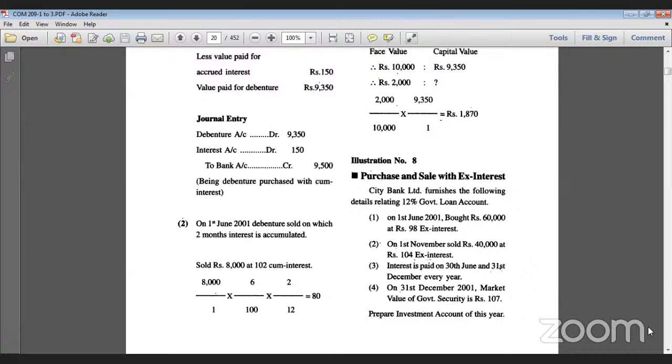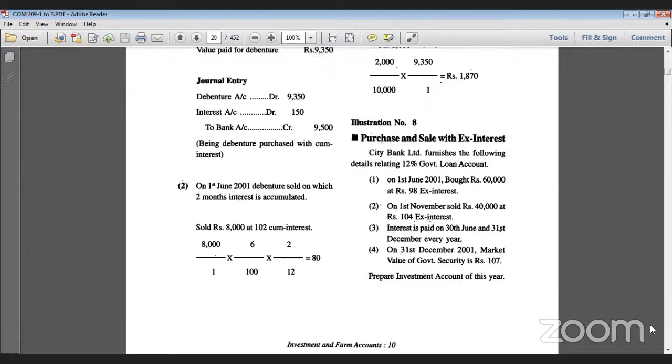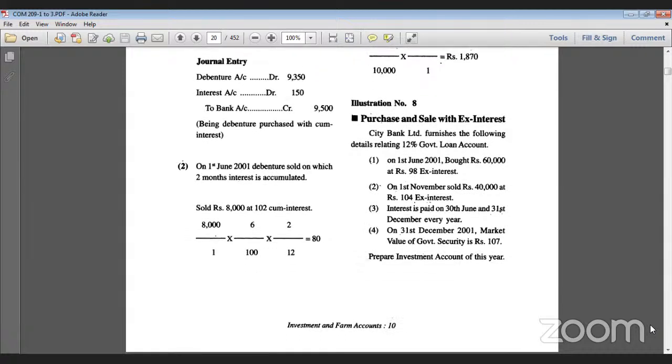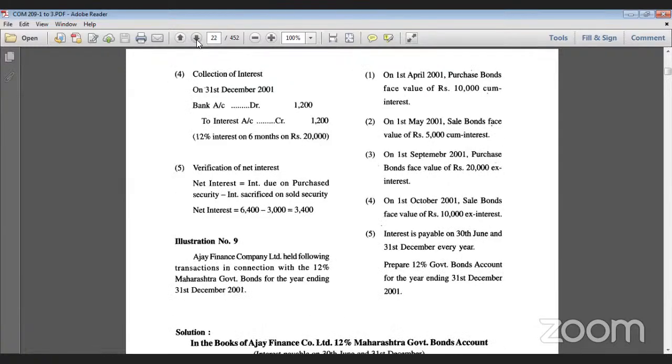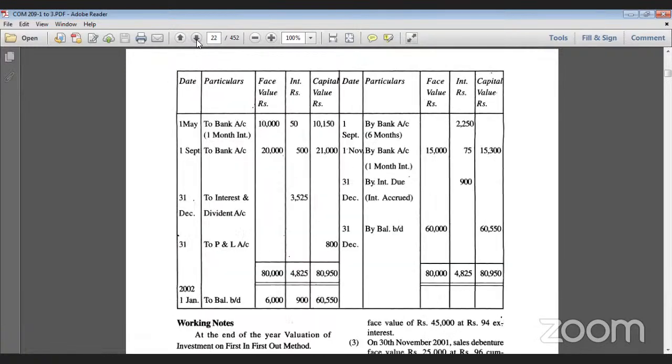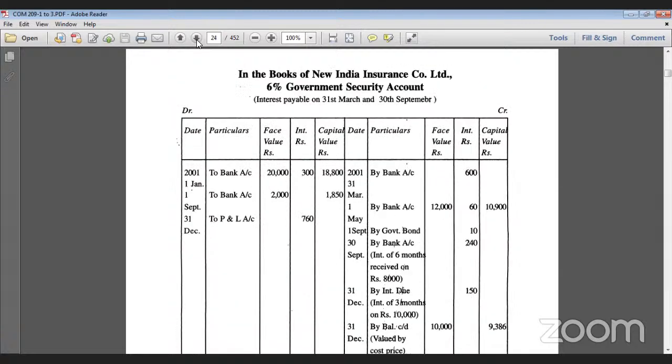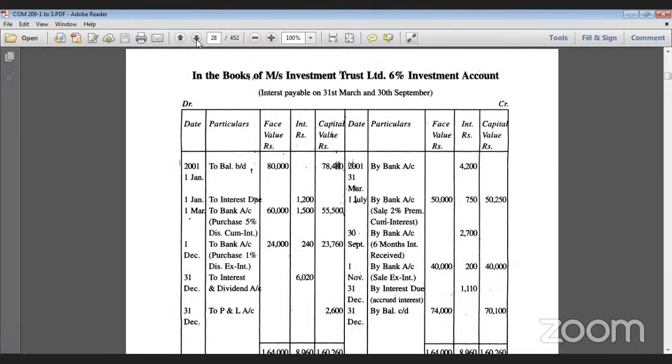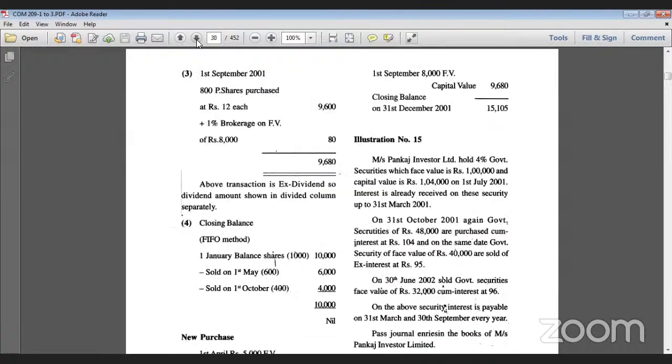All questions are of the same type, only the figures are changed and some of the information is changing. You just go through every problem and solve it in a proper manner. At that time, you can recognize what we will do in the investment account and all that, because the format is the same, but the figures are changed.